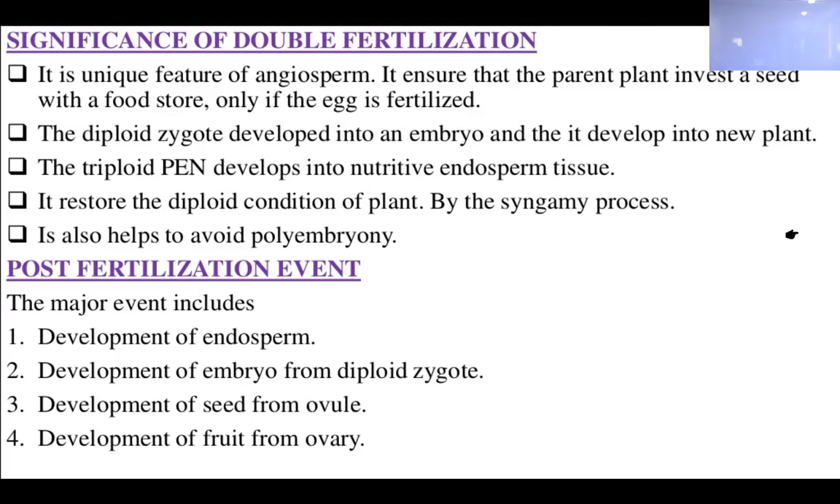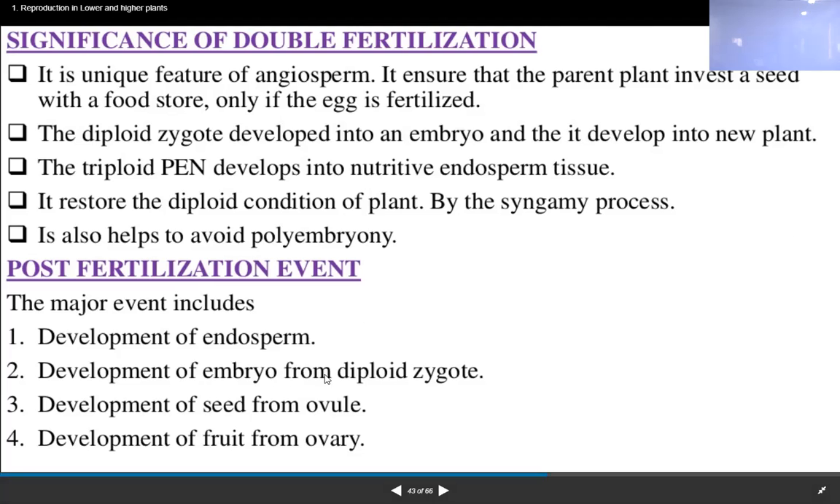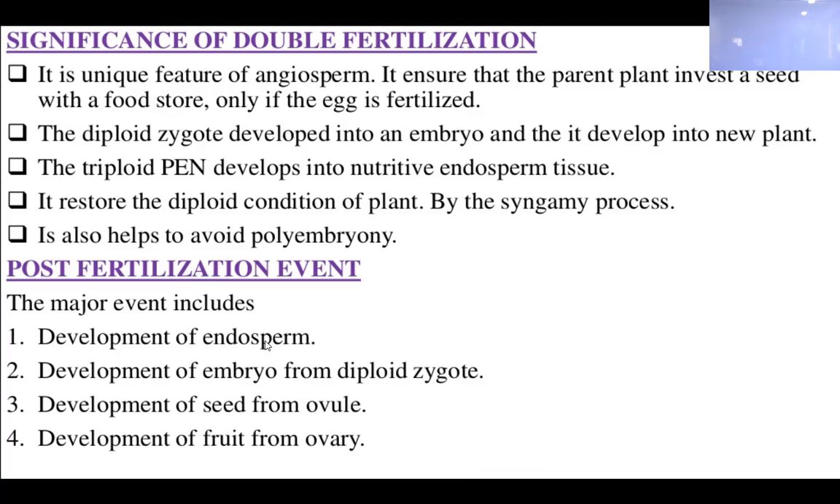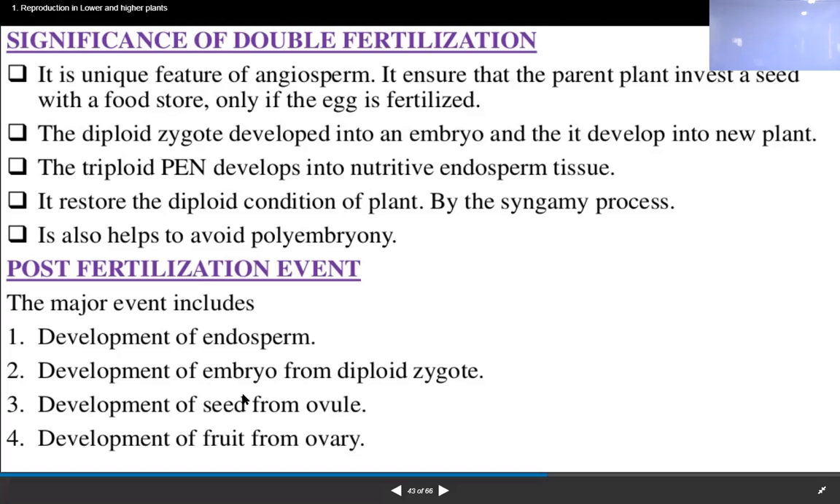What are the major events of post-fertilization? Development of endosperm, development of embryo from diploid zygote. Yes, the zygote then develops into embryo. This you know. When will it develop? When the endosperm provides it nutritive value. At that time the zygote will convert into embryo. So these are post-fertilization events.